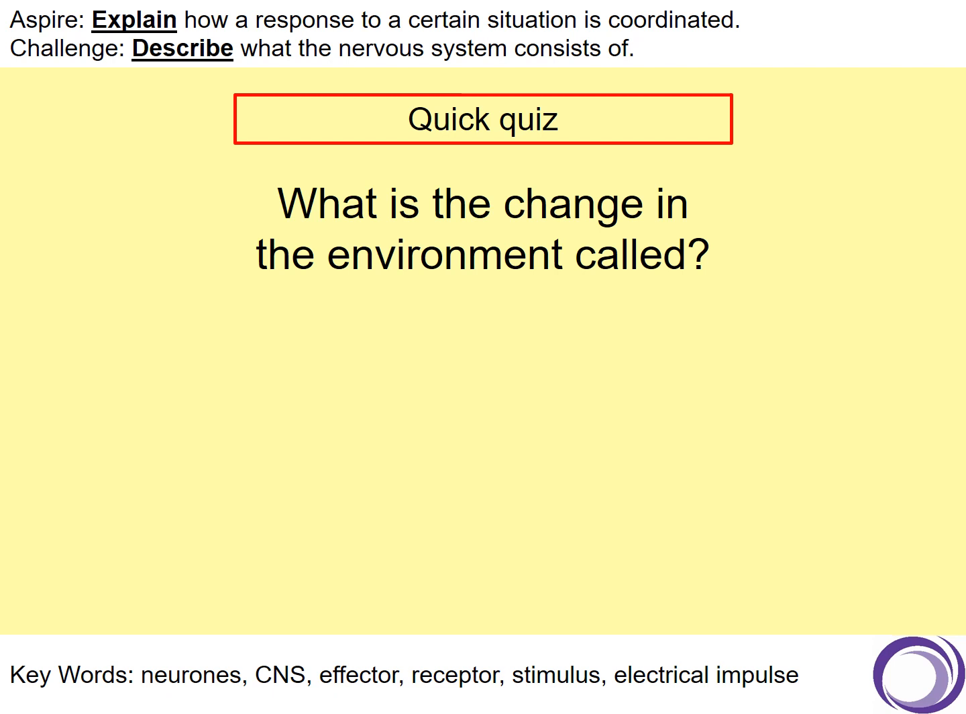Right, guys, now we're going to go and do a quick quiz. So what I'd like you to do on your pieces of paper is write 1 to 5. And the first question for today's quick quiz is, what is the change in the environment called? So I'm going to give you 10 seconds to write down your answer. Okay, hopefully you all wrote down the stimulus. Next question.